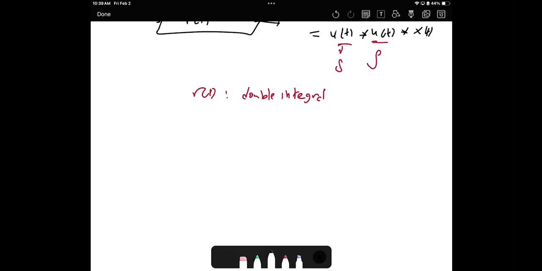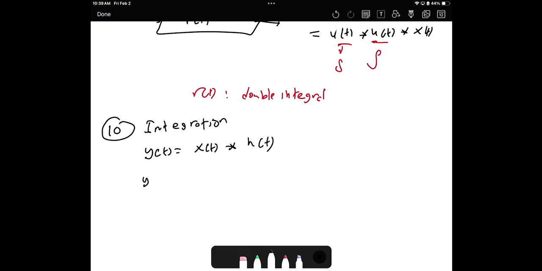Let me go to property number 10, which is integration. We're going to talk a little bit about integration. So, how do we do the integral of the convolution? Assuming we have y of t equals x of t convolved with h of t. That's what we know about the convolution. How about if we do the integral? So if we say u of tau, then we make the integral from negative infinity to t d tau. What will happen to the convolution?